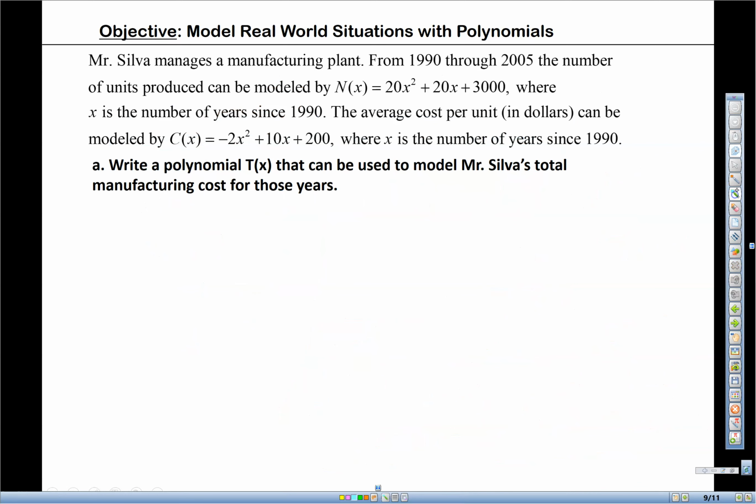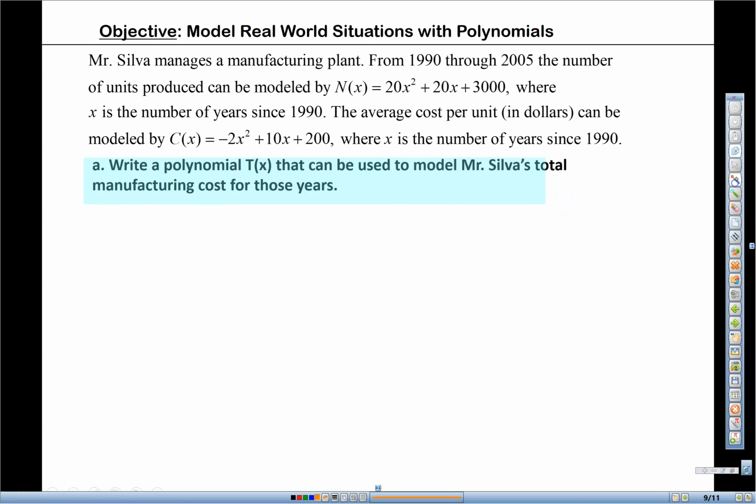So here we have a problem. It says Mr. Silva manages a manufacturing plant. From 1990 through 2005, the number of units produced can be modeled by n of x. Think of n as number of units, where x is the number of years since 1990. The average cost per unit in dollars can be modeled by c of x. Think c for cost, where x is the number of years since 1990. So we're supposed to write a function, t of x, that can be used to model Mr. Silva's total manufacturing cost for those years.